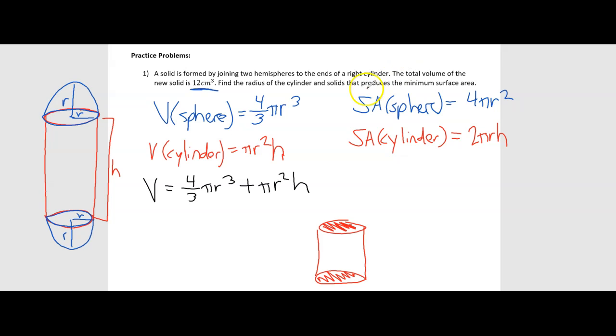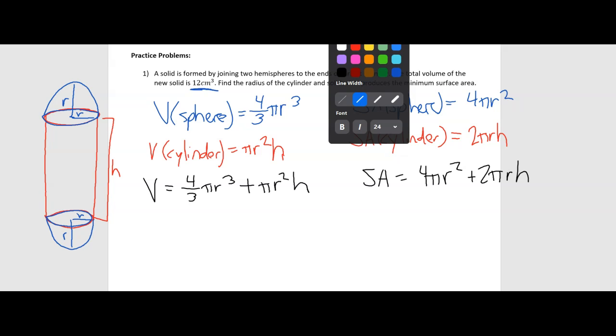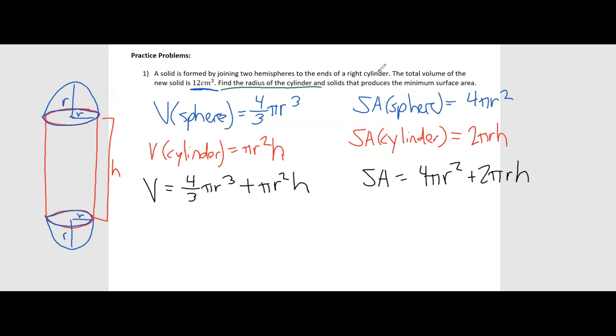We're just going to now look to utilize these formulas, which means that our total surface area would just be the sum. So surface area is going to be equal to 4 pi r squared plus 2 pi r times h. Okay, so we've got a couple of equations. Now, it says find the radius of the cylinder and solids that produces the minimum surface area. So we're going to be looking to solve for the radius.